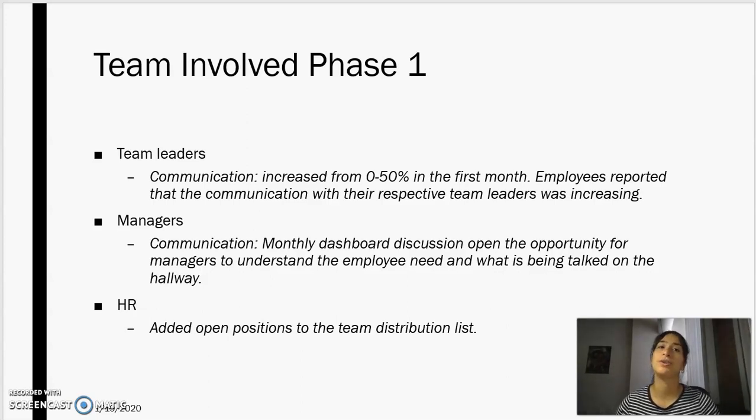Also, human resources added to the distribution list the opportunities that will be available during the next week or month. That gave employees the opportunity to get to know what is happening inside the organization, where the opportunities for them to grow with time are, so they can plan and inform their respective team leaders that they are considering moving around, right?